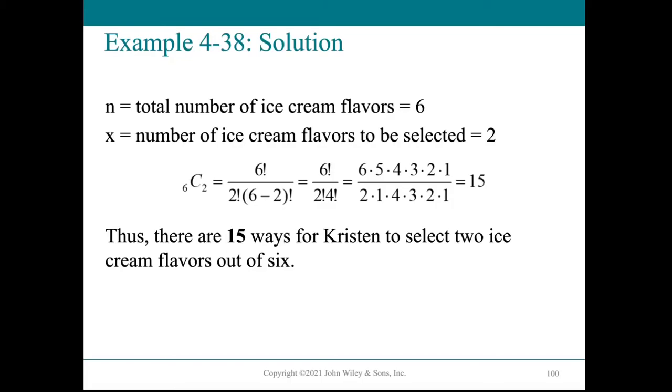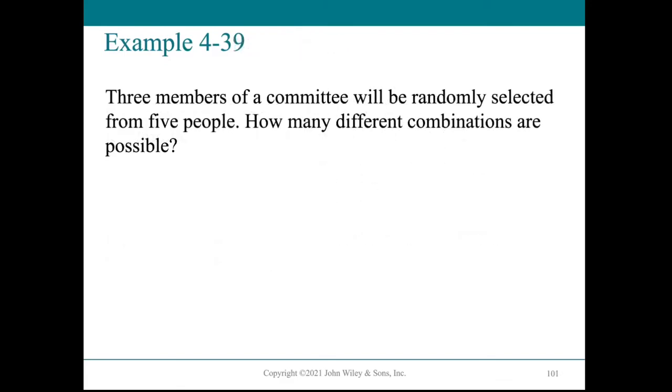So how many possible combinations of flavors do you have? Apply the formula: 6 factorial, which is the total number of flavors that you have, over 2 factorial times 6 minus 2, which is 4, 4 factorial. You get 15. So there are 15 different combinations of 2 ice cream flavors out of the 6 available flavors. So let's have another one. 3 members of a committee will be randomly selected from 5 people. How many different combinations are possible? How many possible groupings might you have?